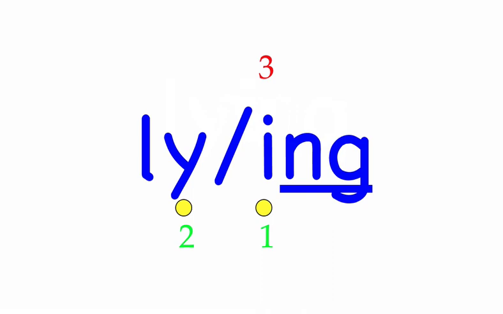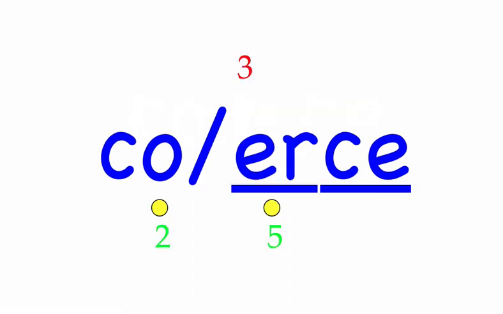Coerce. Do not try and coerce me, please. Coerce. Co has two sounds, k, o. Erse has two sounds, er, s. Coerce. Mark the word. Coerce. Now, CE is a team in this word because the E's only job is to cause the C to represent its second sound.